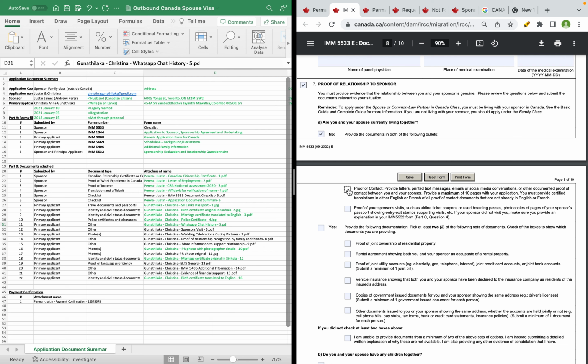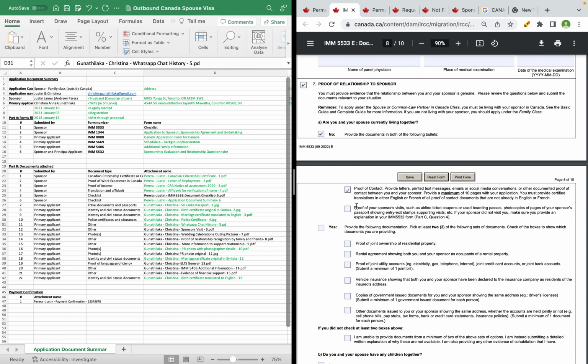Okay, then proof of your sponsor's visits, such as airline tickets, coupons, or boarding passes, and photocopies of pages of your sponsor's passport showing entry and exit stamps during the visit. If your sponsor did not visit you, make sure you provide an explanation, okay. Thankfully, my sponsor actually visited me after COVID. He was able to visit with his family.